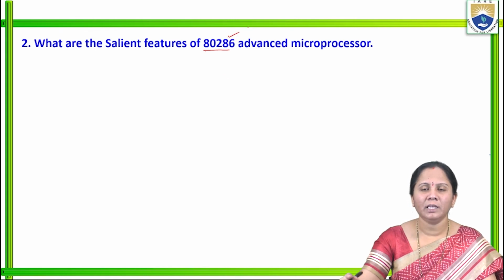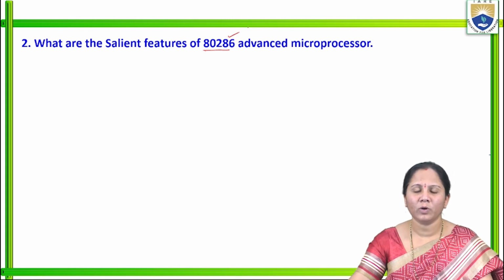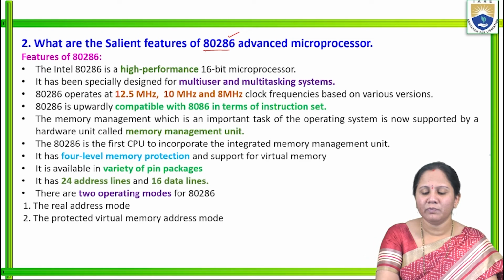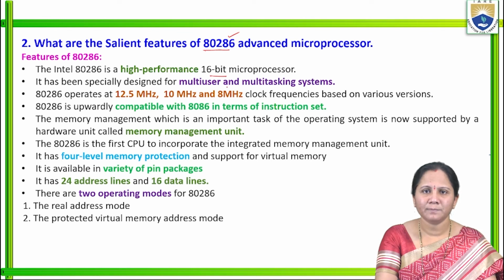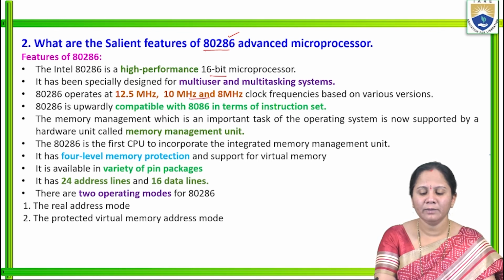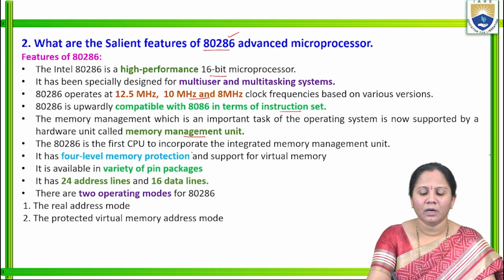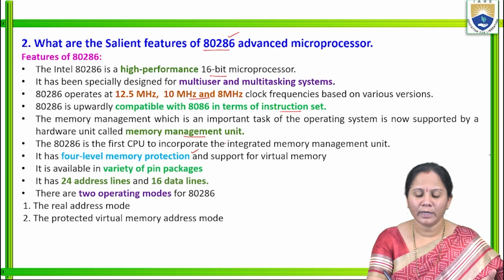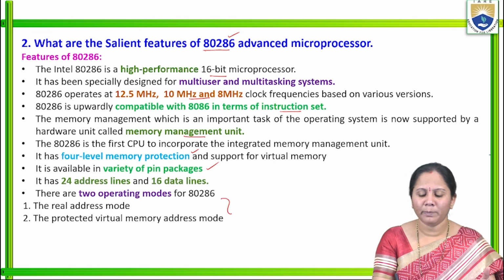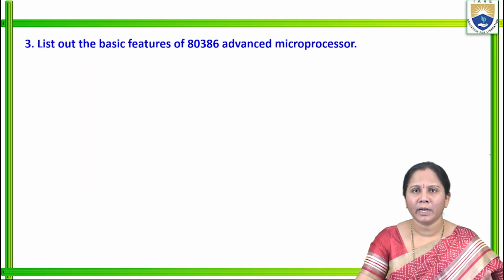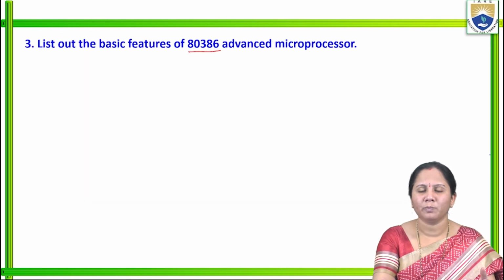Now here, the salient features of the 80286 advanced microprocessor are asked. So considering the same features like size of data bus and frequency, about instruction set, how about the memory management? How many operating modes it can support, how many pins that microprocessor consists of, and in how many operating modes it can be operated. So all these features we have to write regarding any microprocessor.